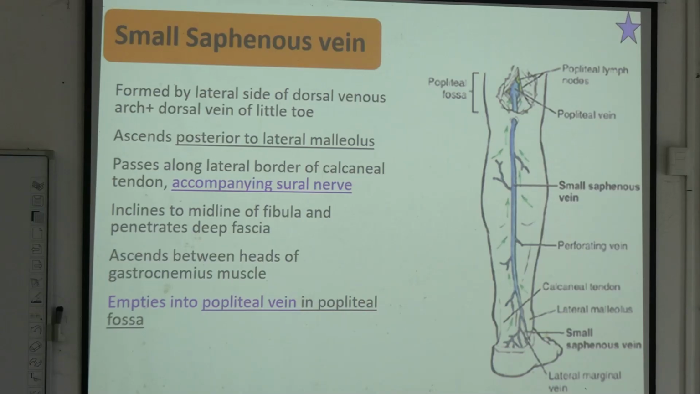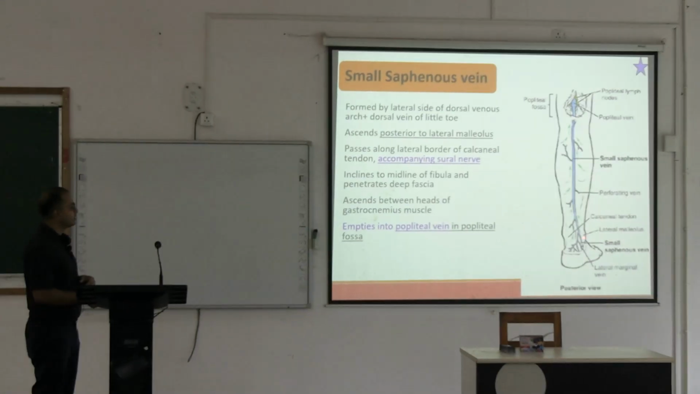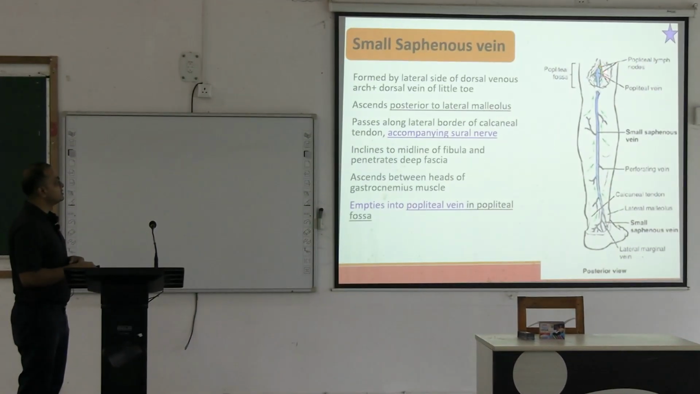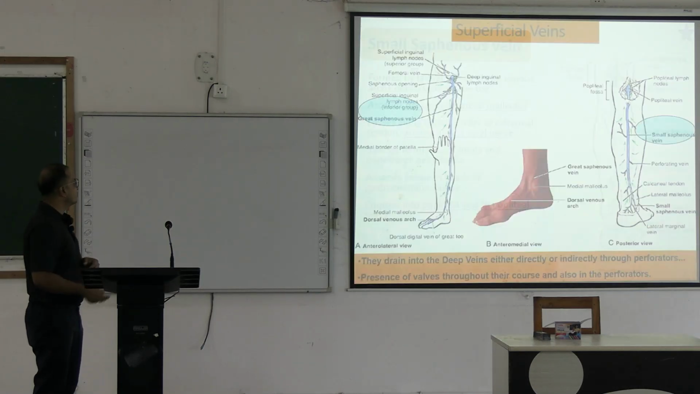Other than the great saphenous vein, we have another vein, the small saphenous vein, SSV, which starts from the lateral side of the lateral malleolus, moves up in the midline of the leg region, and drains into the popliteal vein. Accompanying this vein, we have a cutaneous nerve, the sural nerve.